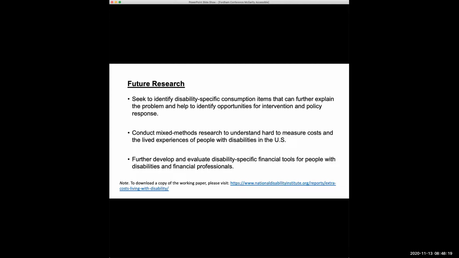And so in terms of future research, we think what needs to be done, or at least for us, is to seek to identify disability-specific consumption items that can further explain the problem and help identify opportunities for intervention and policy responses. Conduct mixed methods research to understand the hard to measure cost and the lived experiences of people with disabilities. So perhaps combining some of those approaches to measuring the standard of living, and then further develop and evaluate disability-specific financial planning tools for people with disabilities and financial professionals.